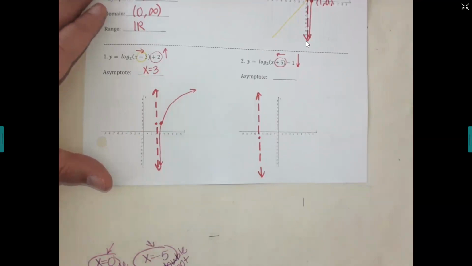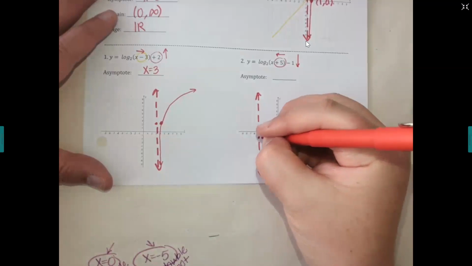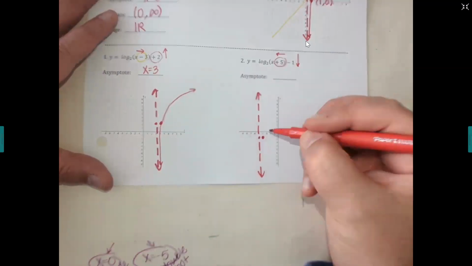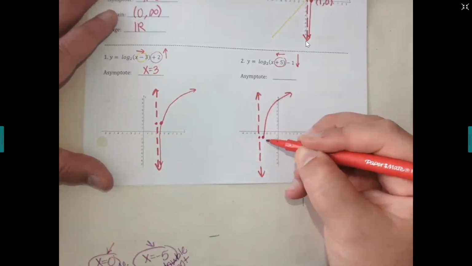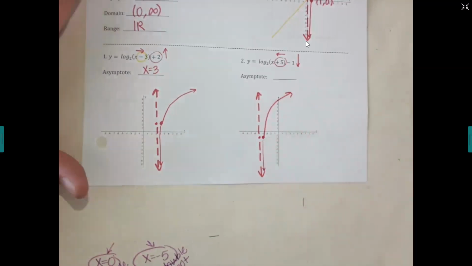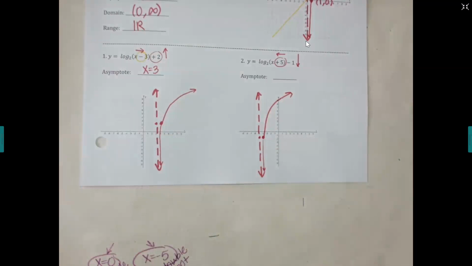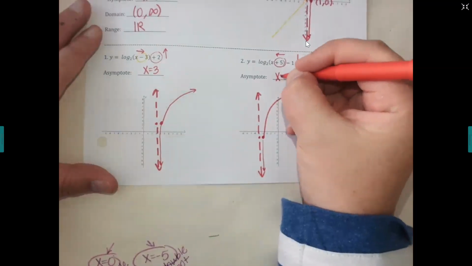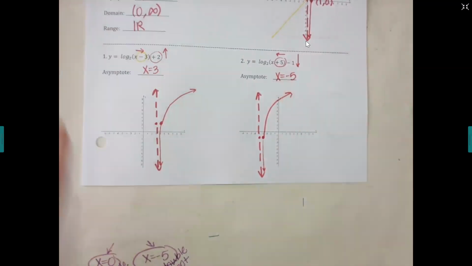And then remember, my marker dot needs to go 1 to the side of that to be right here. And then I'm going to go up and away, down and towards, just like that. What would my asymptote equation be? X equals what? -5 because we shifted it to the left side. Pretty easy? Okay, go ahead and turn the page.